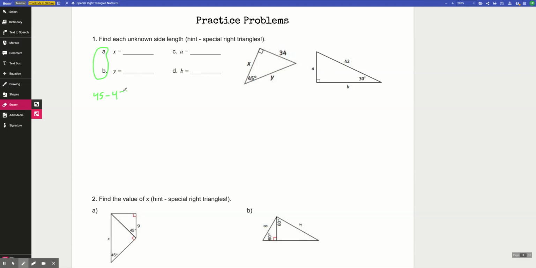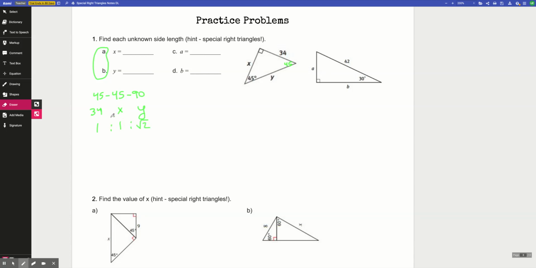List the name of the triangle, so the three angles. Then list the sides underneath that are across from each of those angles. So for the 45, that has a 34 across from it. The other 45, which is here, has an X across from it. And then the 90-degree angle has Y across from it. Then right underneath that, write the ratio of the sides: 1 to 1 to root 2.